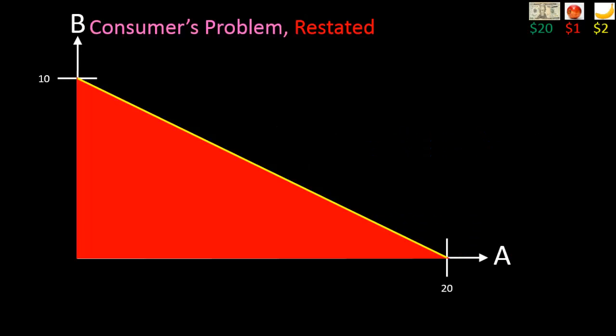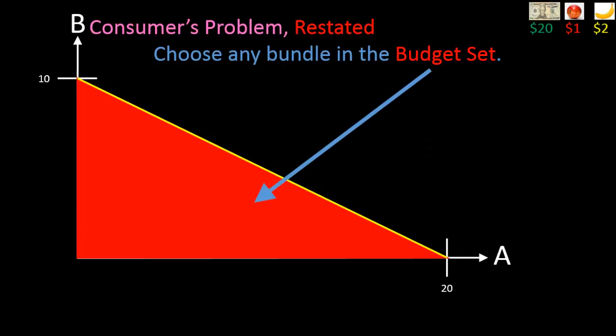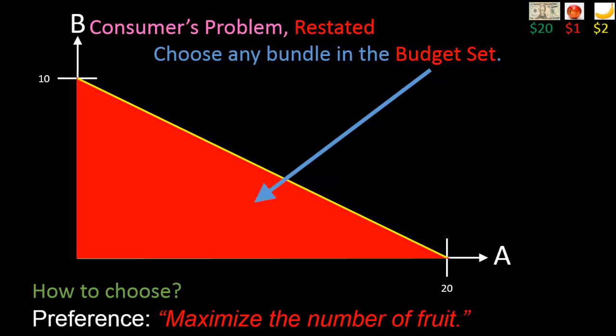Recall that we restated Chris's problem as that of choosing any one feasible consumption bundle. In other words, his problem was that of choosing any bundle in the budget set, which is the red shaded area shown here. We then ask, how was Chris going to go about making this choice, given that there are so many choices to choose from? And now, using the simple example of preference that we introduced earlier, where Chris's preference is simply to try to maximize the total number of fruit that he has, we can actually give a definite answer to this question.